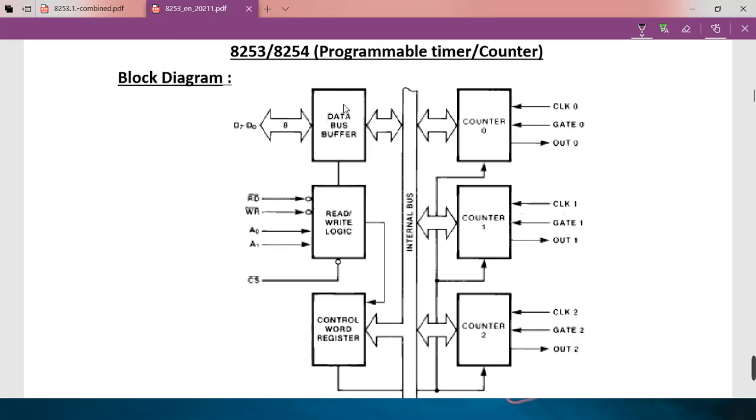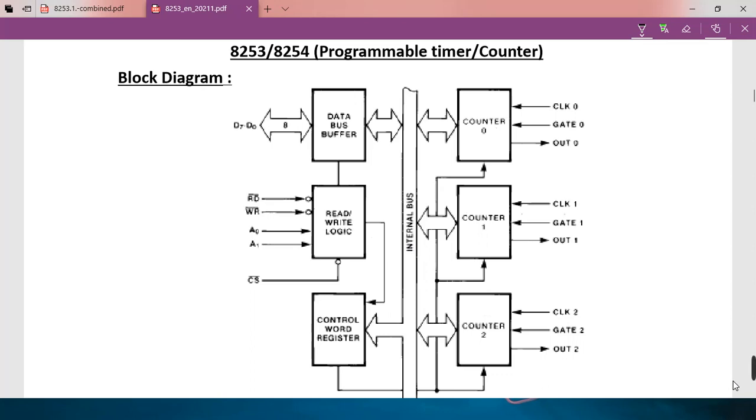It has a bidirectional data buffer, just like an 8255 IC. It has a read write logic circuit, in which we have RD bar, WR bar, A naught, A1, and chip select bar. So by this A naught A1, we can select all 3 counters as well as the control word register, that we had done in the 8255. Along with this, we have control word register and internal data bus. So all the things are connected through the internal data bus, and its structure is almost the same as 8255 that we had seen previously.